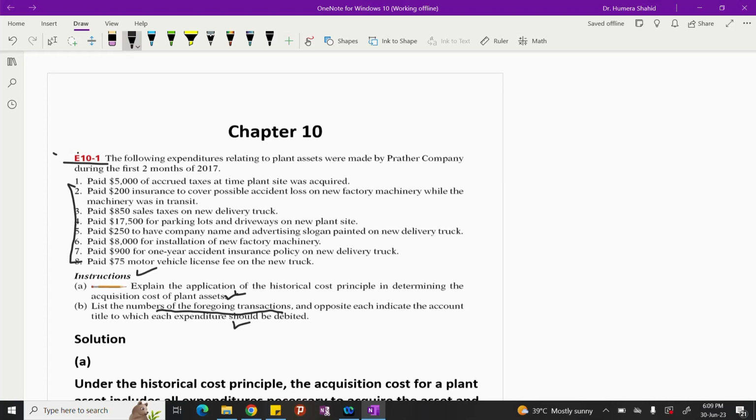So we will be reading one by one each of these statements, and we will be saying whether we should debit it to land, to building, or to something else, or if it's a non-plant asset. Which type of asset is this? Is it an expense? So we need to identify each and everything. So starting with part 1, it's a theoretical discussion.